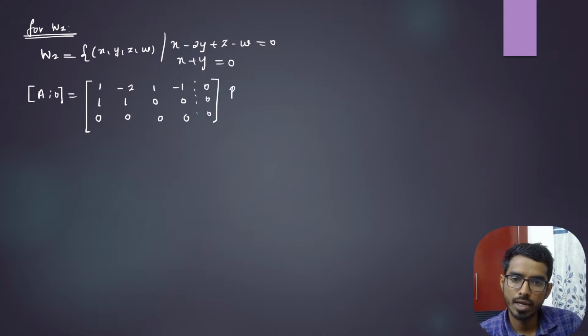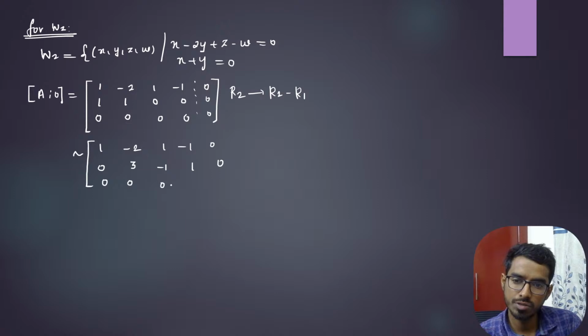So we'll reduce to row echelon form. R2 is transformed to R2 minus R1. This is equivalent to 1, minus 2, 1, minus 1, 0; and 0, 1 plus 2, minus 1 plus 1, 0, and so on. This is in row echelon form.